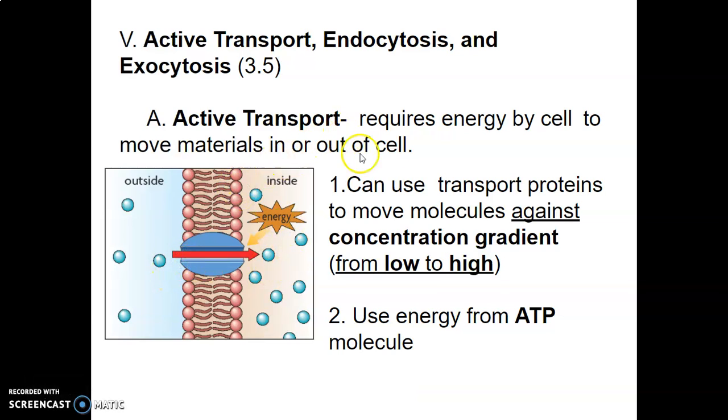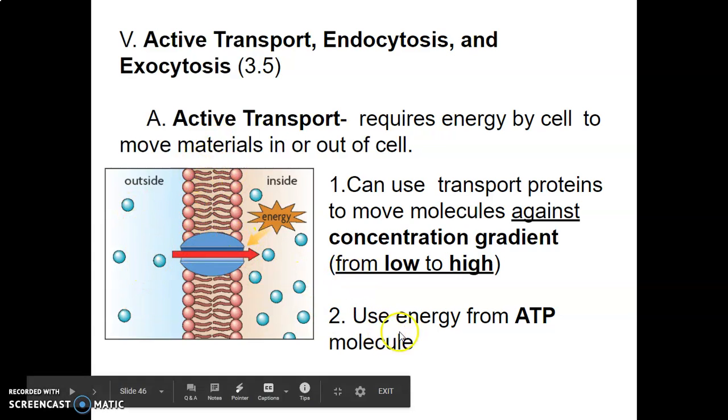But active is kind of going against the grain. And that's why it requires energy. It requires energy to move things in and out. This is going against the concentration gradient. So higher to lower makes sense. It's moving from higher, rushing into a lower concentration. This is going against that. Just like in this example, it's trying to move it from a lower concentration to a higher. And it uses energy in the form of what's called an ATP molecule.